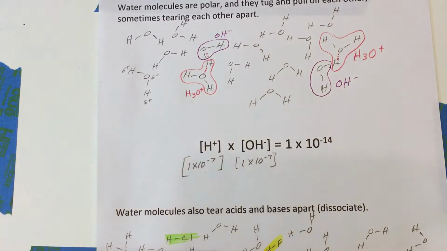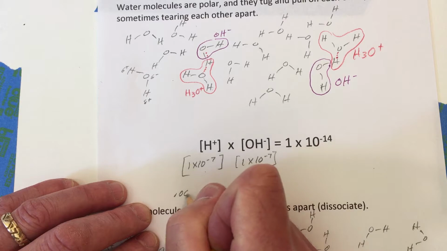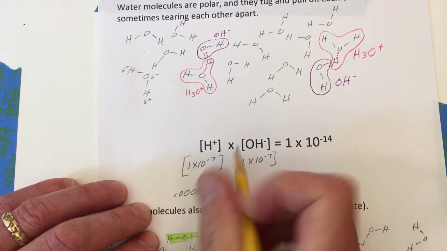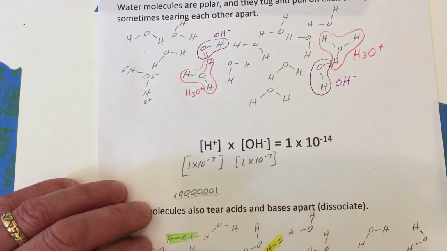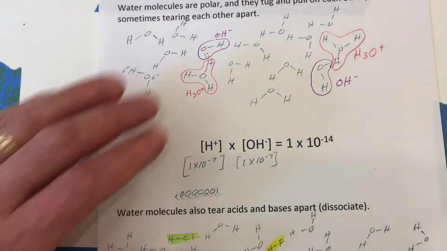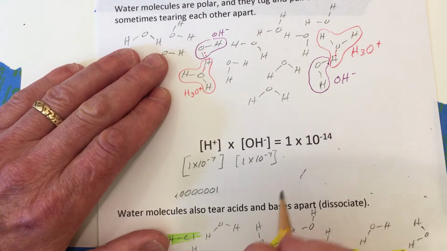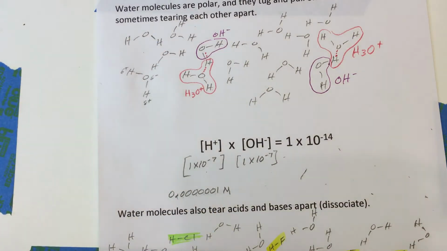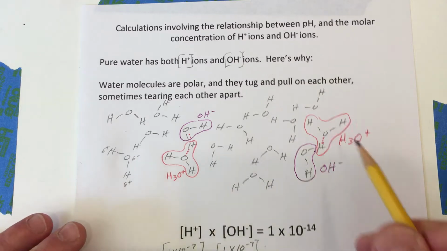Now that's a very low amount. Think about it. 1 times 10 to the negative 7 is 0.0000001. Let's see, 1, 2, 3, 4, 5, 6, 7. That's 1 times 10 to the negative 7. That's a very low concentration, 0.0000001 molar. That's really low concentration. So in pure water, there's hardly any ions. There's hardly any hydroxide or hydrogen ions.